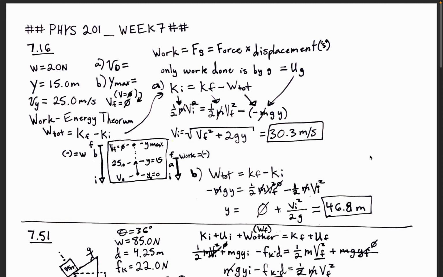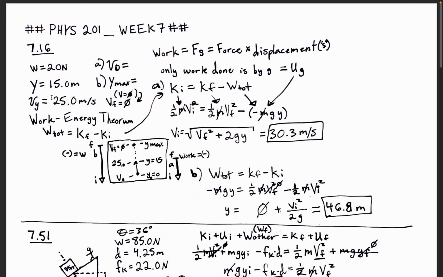So first, chapter 7, question 16. You throw a 20 Newton rock into the air from ground level and observe that when it is 15.0 meters high, it is traveling upward at 25.0 meters per second. Use the work energy theorem to find A, the rock's speed just as it left the ground, and B, the maximum height the rock will reach.